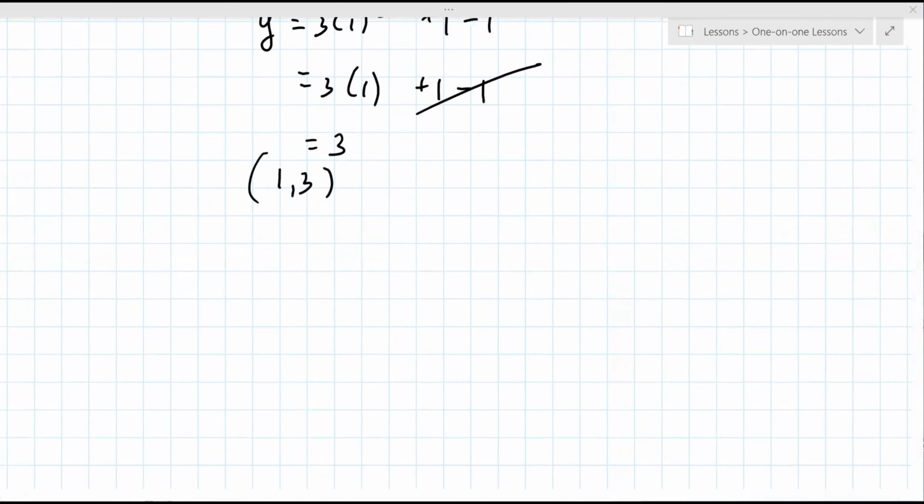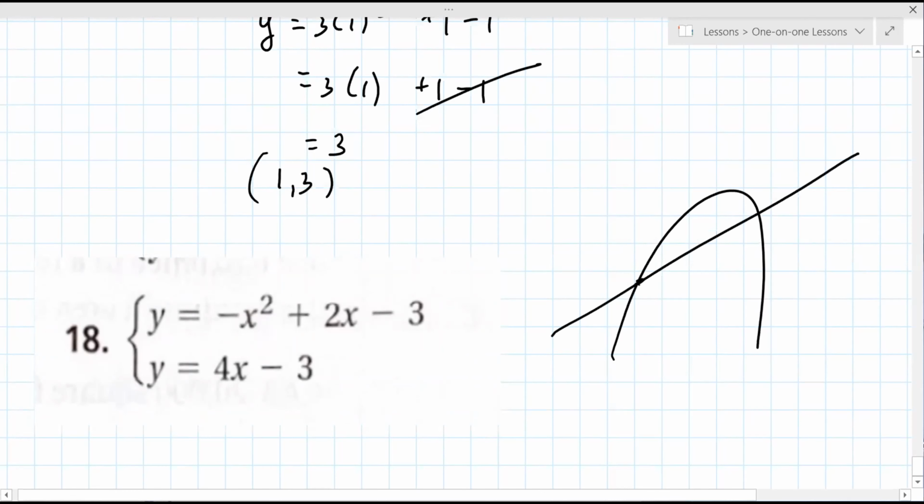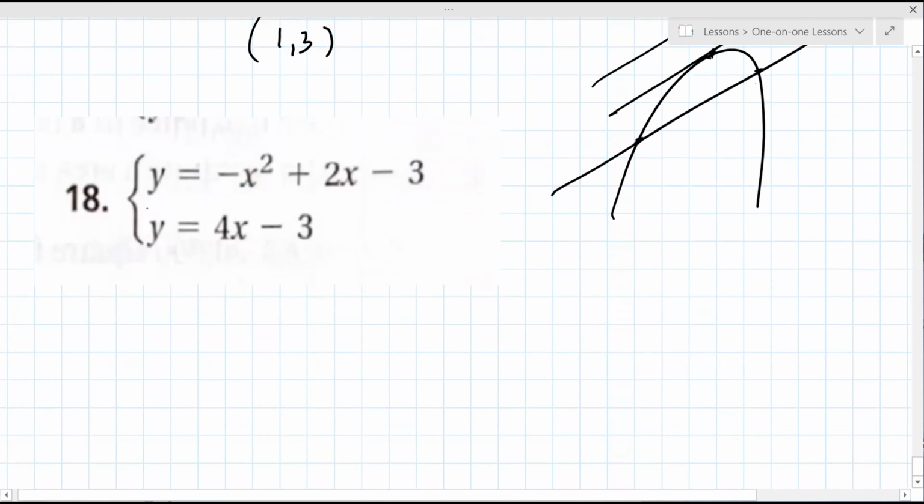18 is probably more complicated. Yeah, it is. 18 is a parabola and a line. I know I'm telling you this verbally, but you could always draw the pictures. You have a parabola and a line. They could hit twice, they could hit once, or they could not hit at all. We don't know, and that's one reason you go about solving these things. Since they're already solved for y, you can go ahead and set them equal.